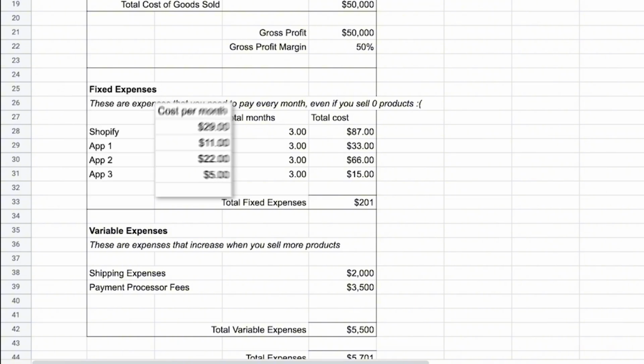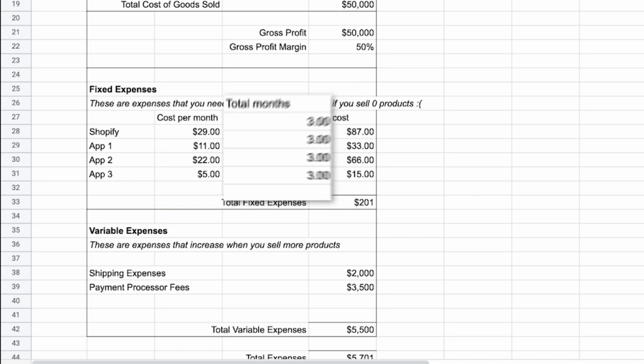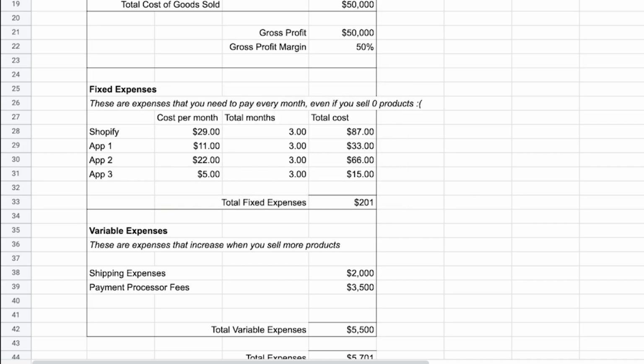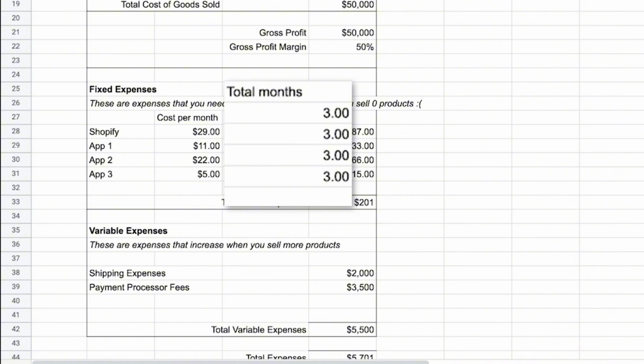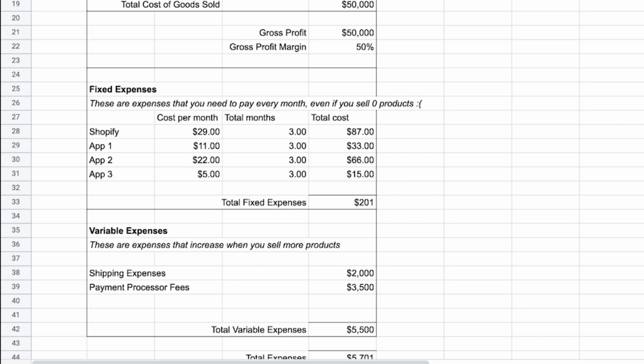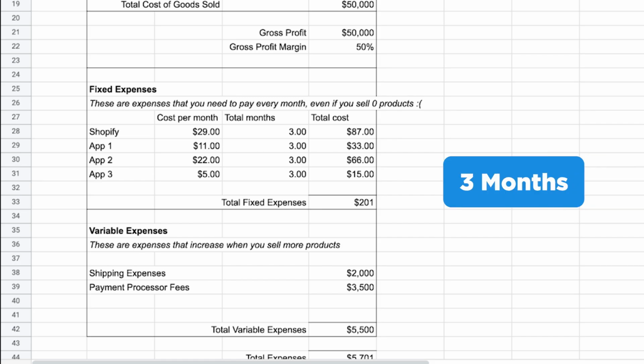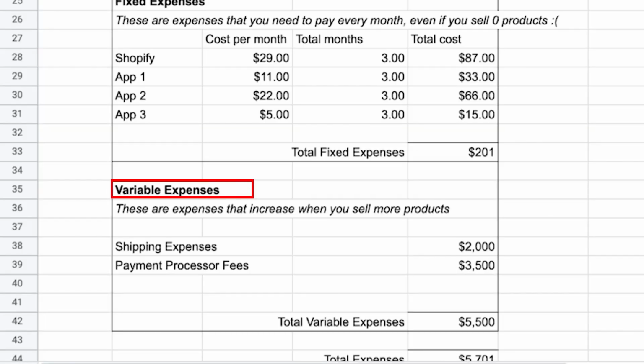I've made it so that you can put the cost per month, the number of months, and it calculates the total cost. Make sure the number of months is the length of the period for which you sold your products in the first box. For example, if it took you 3 months to sell that amount of products, then put 3 months. Next, we have our variable expenses.